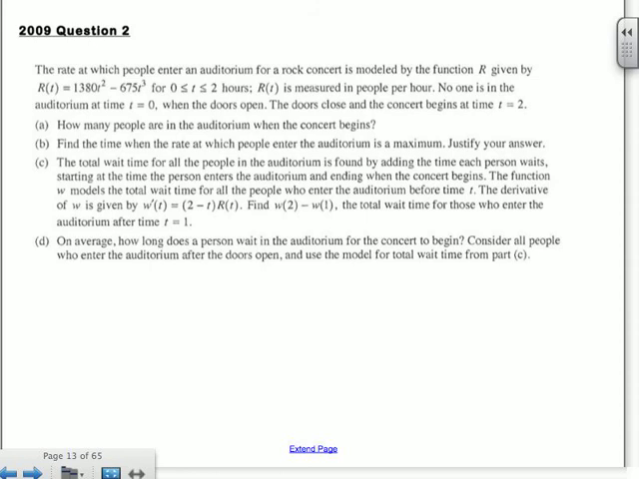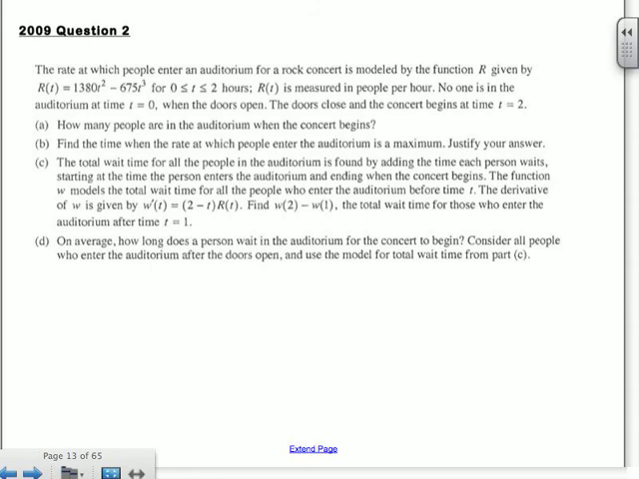All right, so the rate at which people enter an auditorium for a rock concert is modeled by the function r, given by r of t equals 1,380 t squared minus 675 t cubed between 0 and 2 hours. They always have these, where there's people entering an amusement park, a rock concert, things like that. So r of t is measured in people per hour.